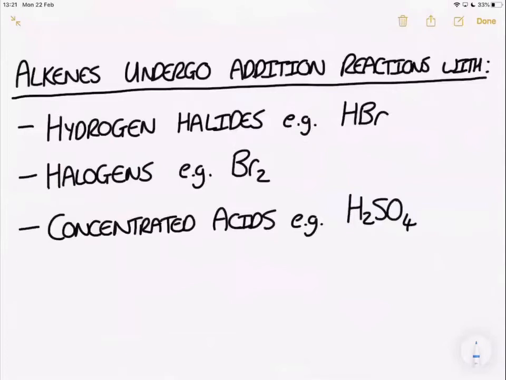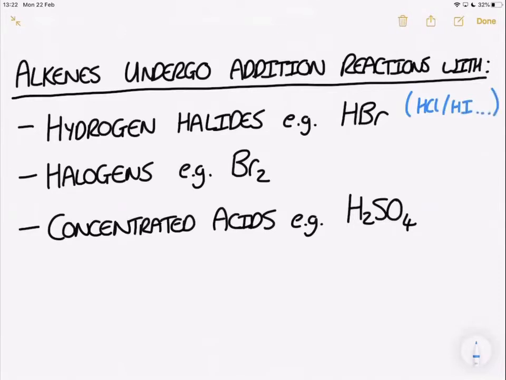So there are 3 classes of compounds that we generally look at in A-level chemistry. You could be asked to look at other ones, but these are the most common examples. So classified in 3 different ways. One is hydrogen halides, the next is halogens, and the final one is concentrated acids. I've given an example in each of those categories, but it's important to point out that hydrogen halides could also refer to HCl or HI or HF or whatever. It could be any of those, okay?